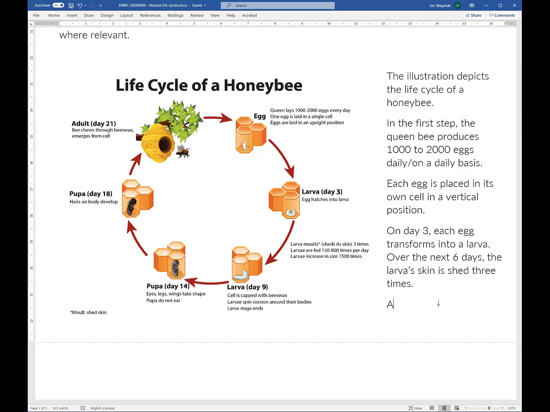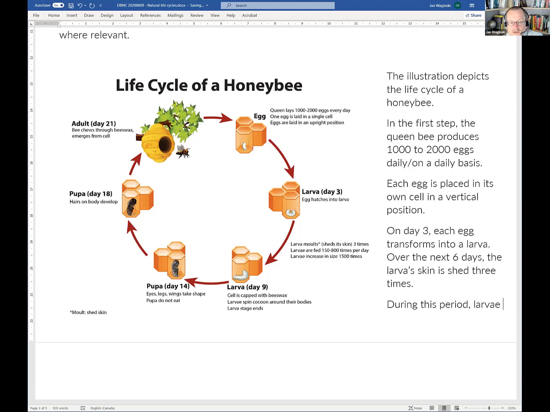Can I just say also are fed 180 times daily? You'd need a subject. Also the larvae? I would also say during this period. During this period, okay. Larvae are fed 1,800 times daily.